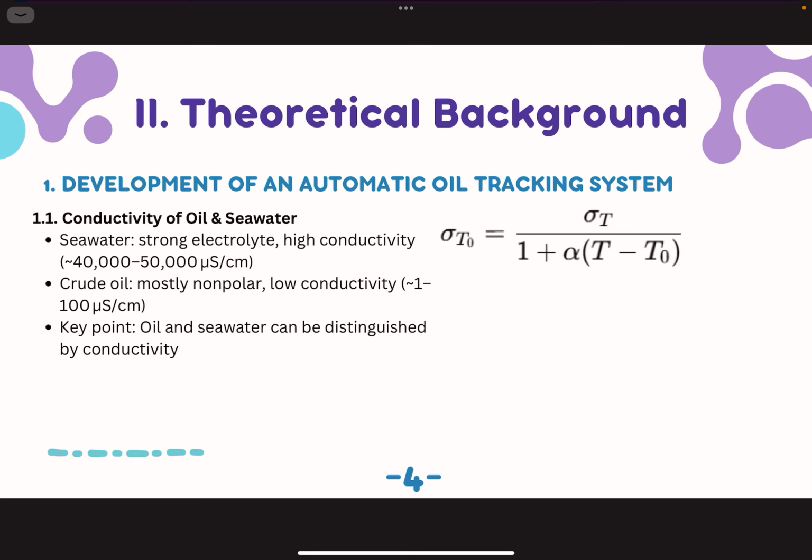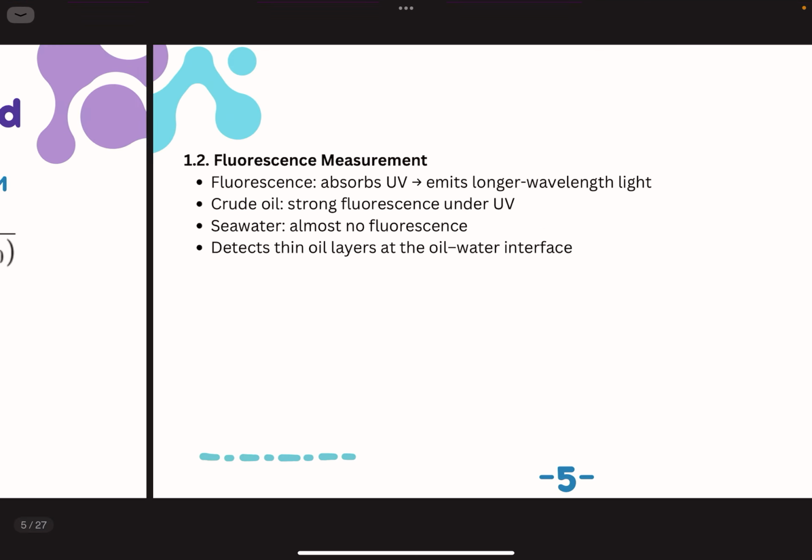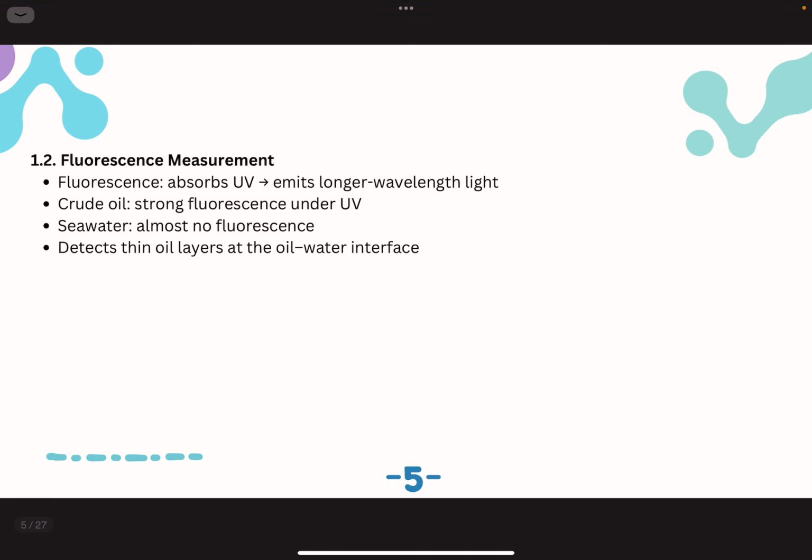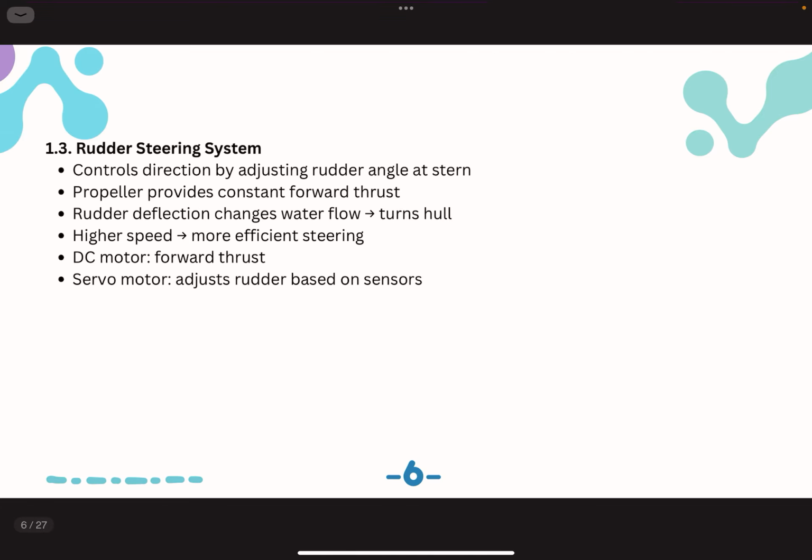Seawater has very high conductivity, but crude oil has very low conductivity, so EC sensors can easily distinguish oil from seawater. Crude oil shows strong fluorescence under UV light, while seawater does not, so we can detect and track thin oil films by measuring this fluorescence.